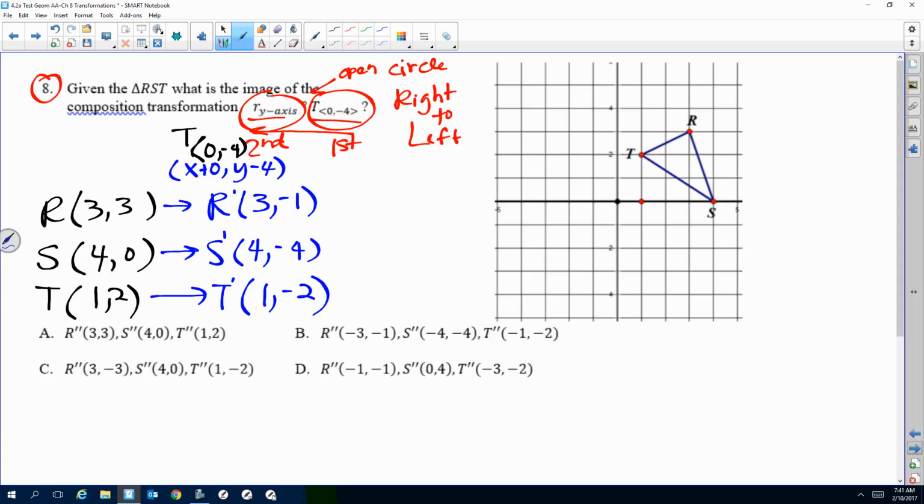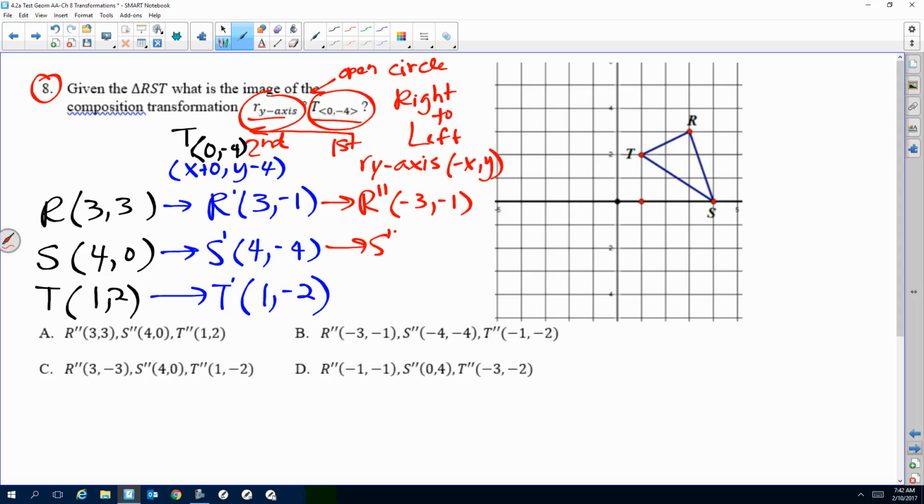What we do second is the reflection over the y-axis. What we do second is this rule. Well, if it's a reflection over the y-axis, that means the x is changing, so that's the -x comma y. So I'm going to do that to each point. Now this becomes r double prime because it's my new image. X is changing. Well, if it's positive 3, now becomes a -3. The y stays the same.